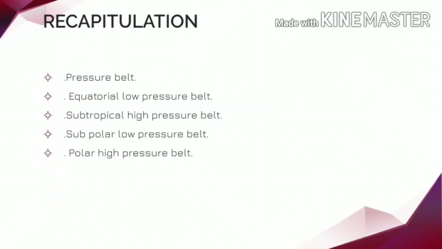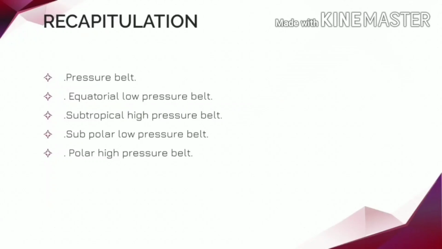There are various pressure belts developed on the Earth's surface due to the pressure. Those pressure belts are the equatorial low pressure belt, extending 5 degrees north and south of the equator, also known as the doldrums. The second one is the subtropical high pressure belt, extending from 25 degrees to 35 degrees north and south of the equator. It is also known as the horse latitudes.